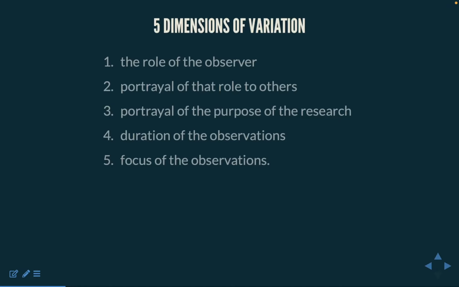There are five dimensions of variation in the approaches to observation: the role of the observer, portrayal of that role to others, portrayal of the purpose of the research, duration of the observations, and focus of the observations. The five dimensions provide a useful framework for discussing your option choices when considering how to observe, your role in the process of observing, and what to observe.